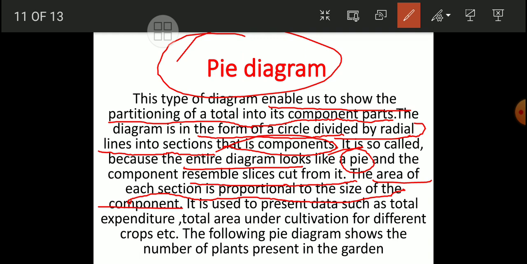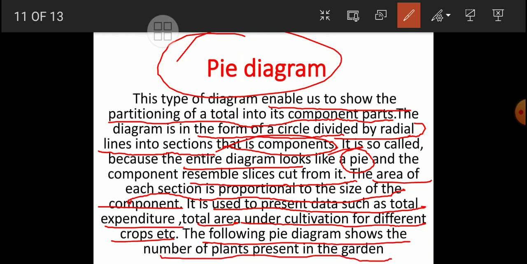It is used to present data such as total expenditure, or total area under cultivation for different crops, isn't it? The following pie diagram shows the number of plants present in the garden, isn't it? So how is this pie diagram to be used? Just to get an idea about the total number of plants in a garden, that we have to see.